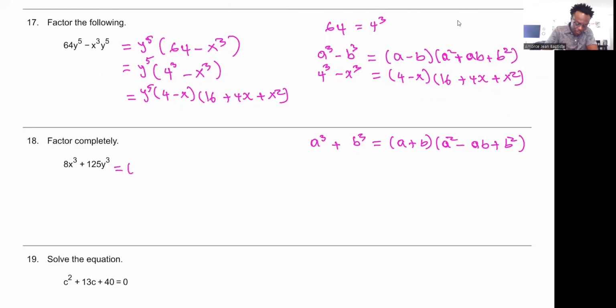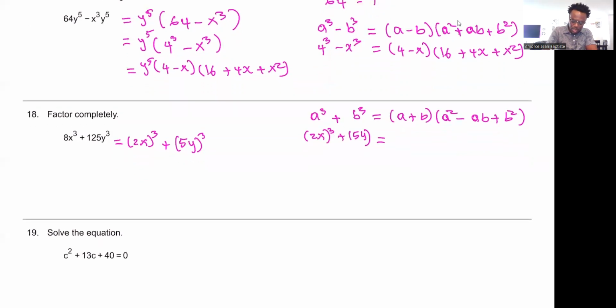So that is 2x, we cube to get 8x cubed, plus 5y that we cube to get 125y cubed. Now, if we have that, then we can replace a by 2x and then b by 5y in this formula. So we will see what would be this expression here in factored form.